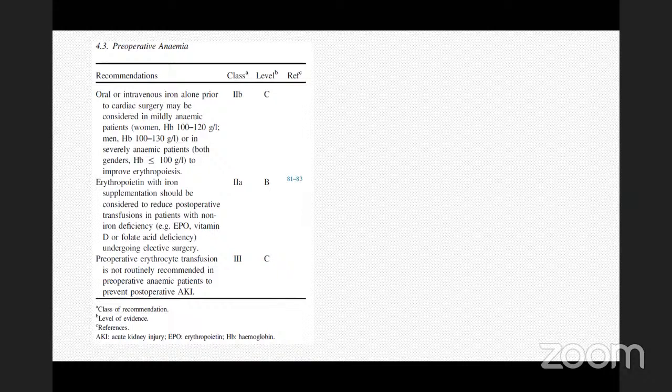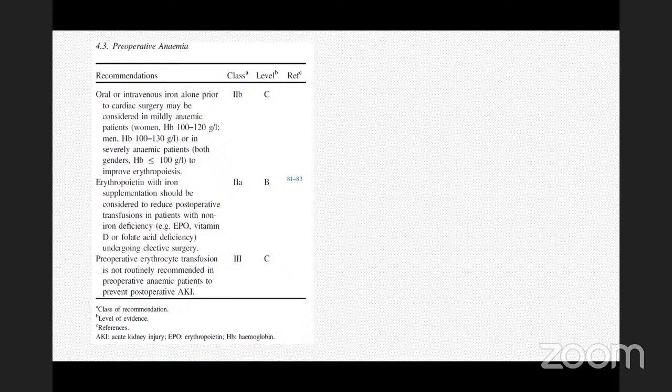For the preoperative anemia, oral or intravenous iron prior to cardiac surgery should be considered in mildly anemic patients, whose hemoglobin for women is 10 to 12 or for men 10 to 13, or in severely anemic patients, both genders less than 10. This improves the erythropoiesis. This is class 2B, level C.